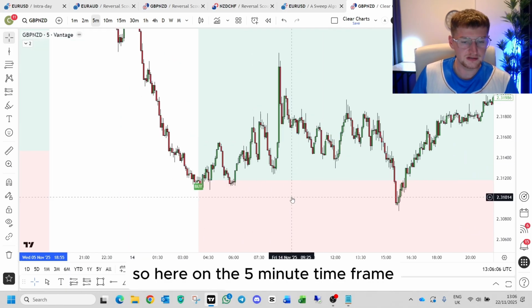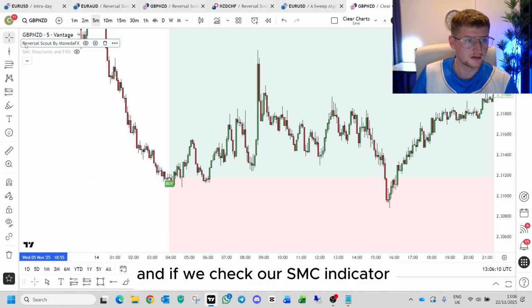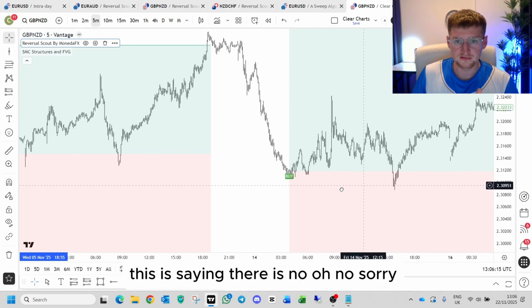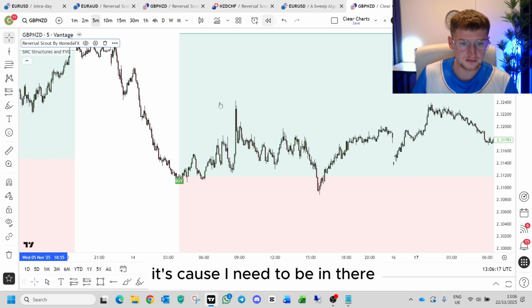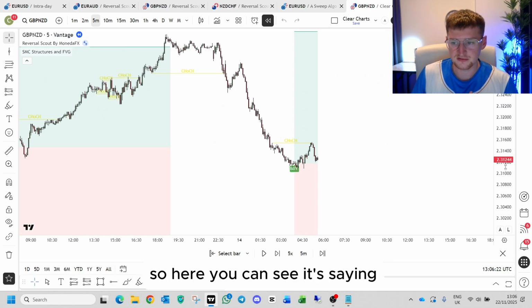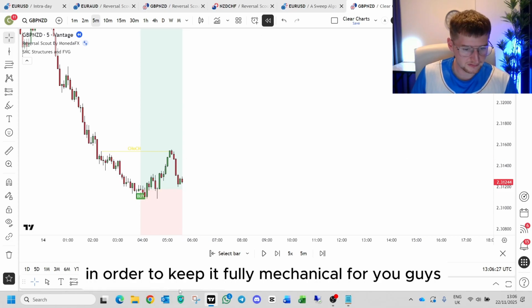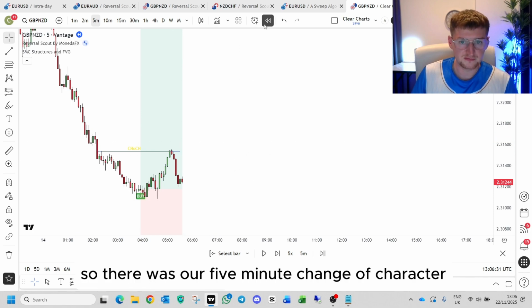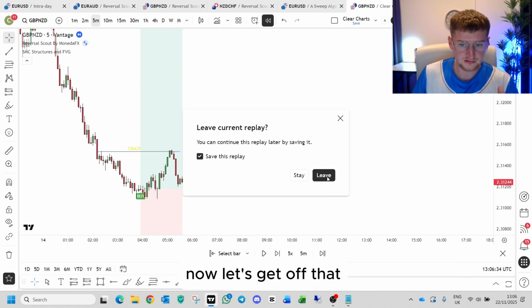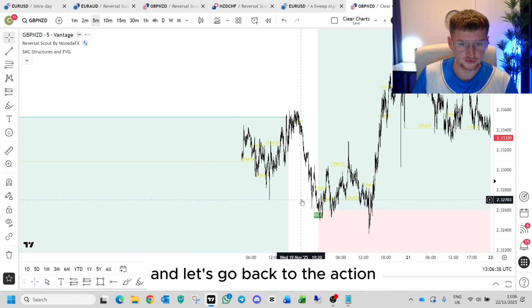Here on the 5-minute time frame, this is where the buy signal happened. If we check our SMC indicator, this is saying there is no, oh no, sorry, it's because I need to be in the back test for it to print those. So here you can see it's saying the 5-minute change of character was here, just like that. So we're going to use that in order to keep it fully mechanical for you guys and make it simple. So there was our 5-minute change of character. Now let's leave that, and let's go back to the action.